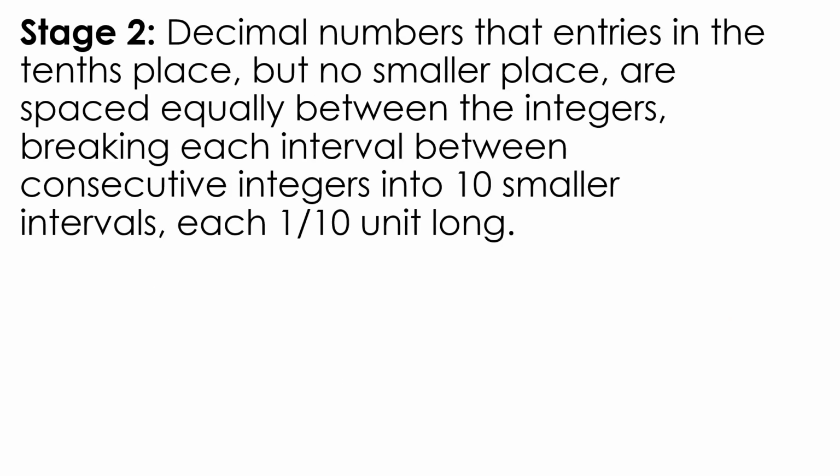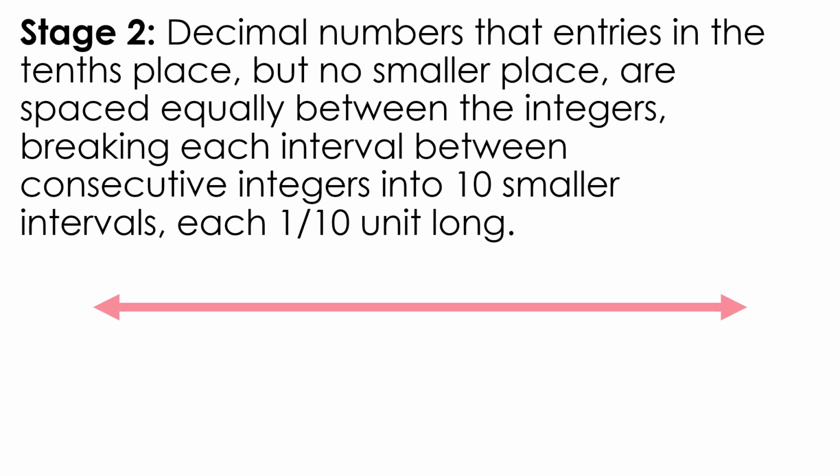All right, next stage, stage 2: decimal numbers that have entries in the tenths place but no smaller place are going to be spaced equally between the integers. You're going to break each interval into 10 smaller intervals, each 1/10 of a unit long. All right, so we're looking in between.